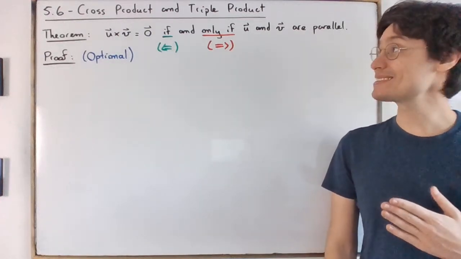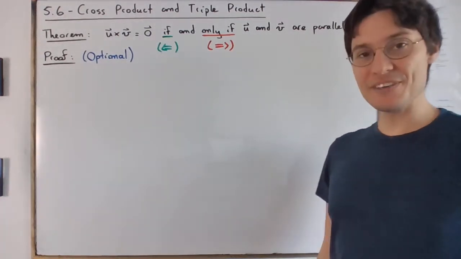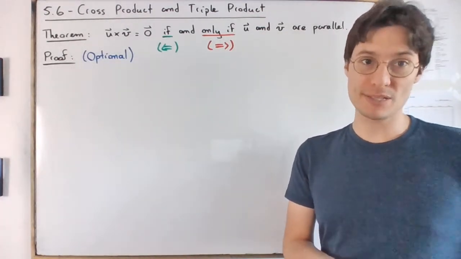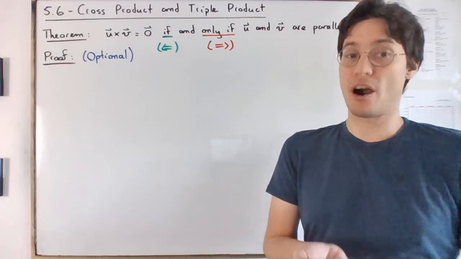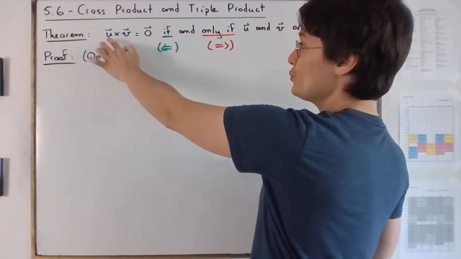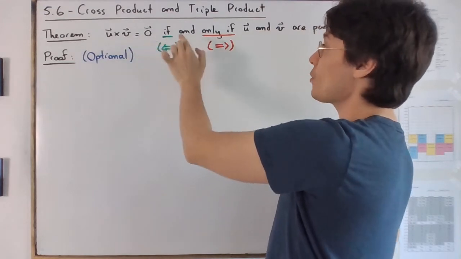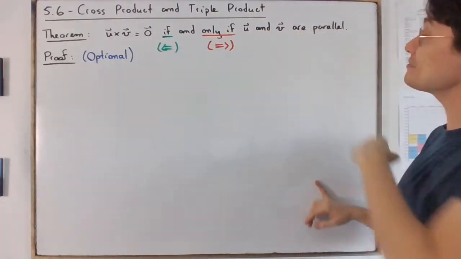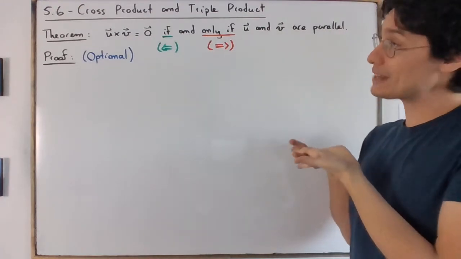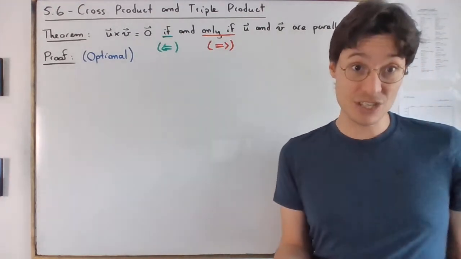Hi, linear algebra students. In this video, we will prove one of the properties of the cross product, which is, by the way, the hardest to prove. It is this one: u cross v is equal to 0 if and only if u and v are parallel. And to do that, we're going to refer to the definition.